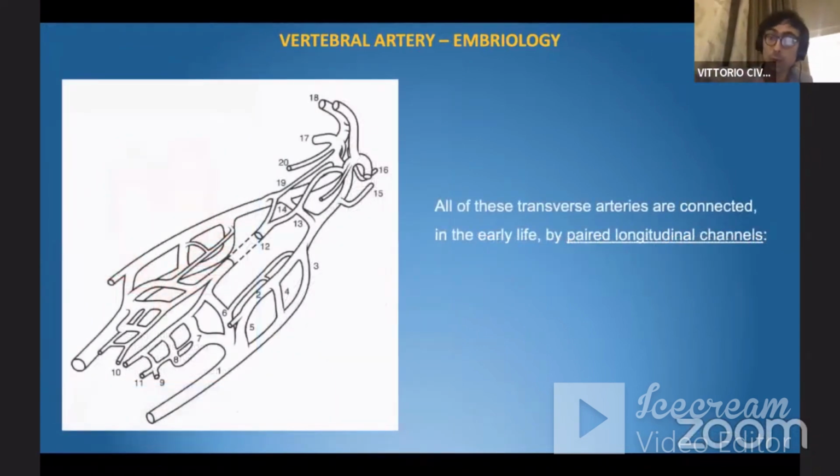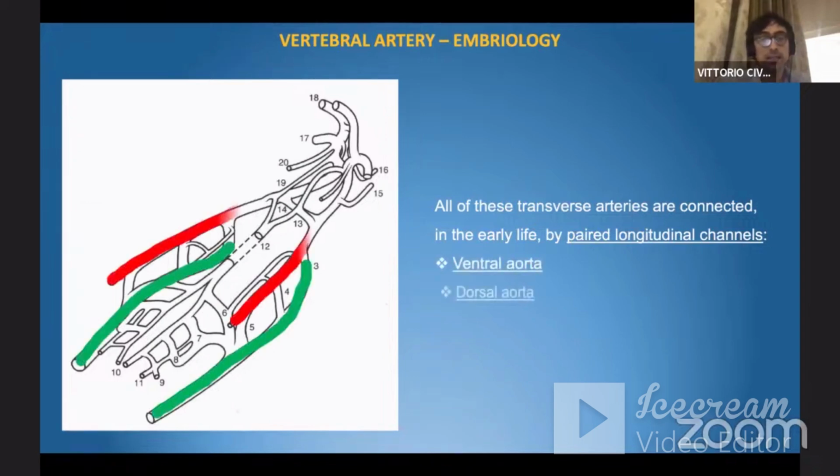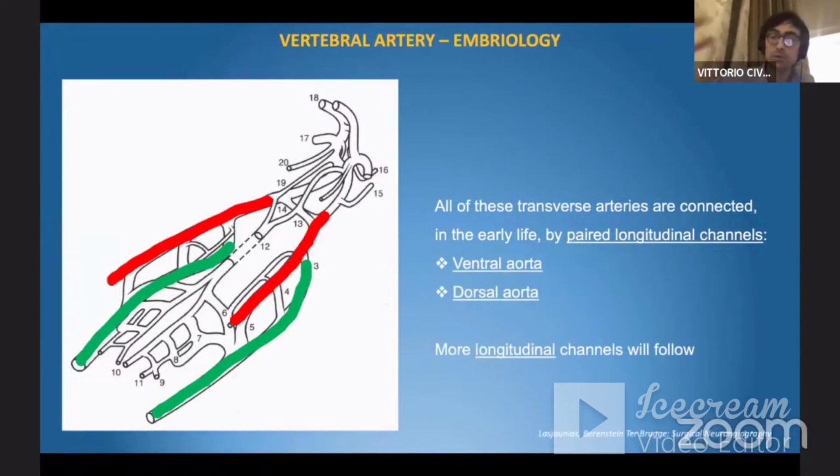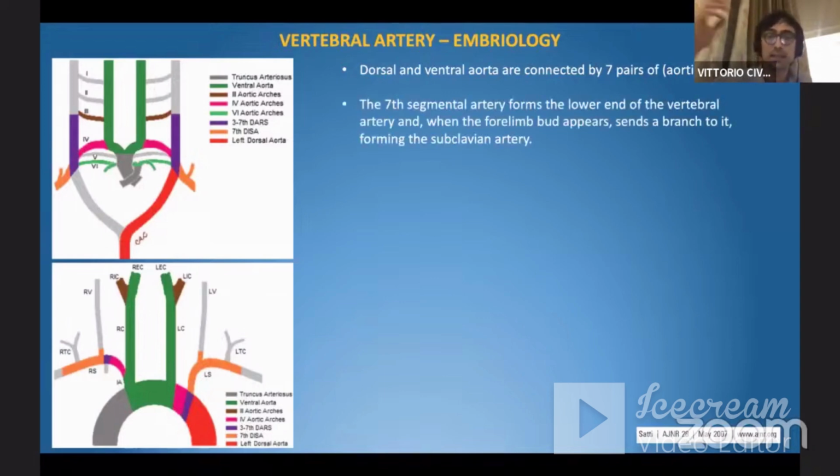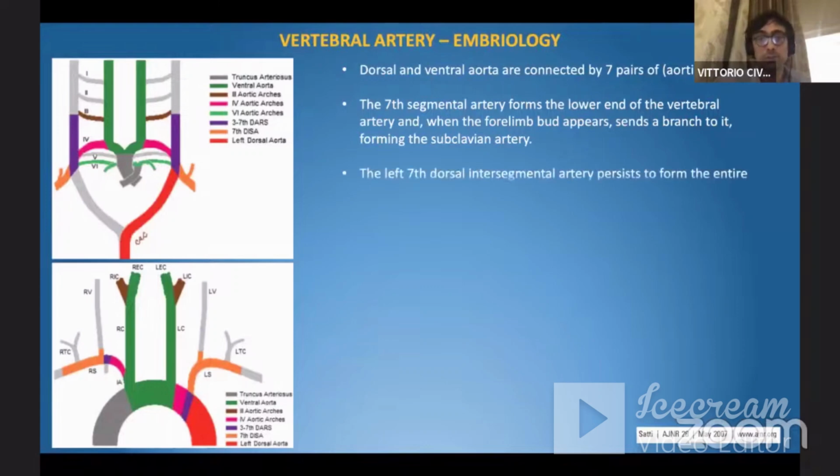Then all the transverse arteries are connected by paired longitudinal channels that we can identify as the ventral aorta and the dorsal aorta. More longitudinal channels will follow in the developing fetus. The dorsal and ventral aorta are connected by 7 pairs of aortic arches, and the 7th segmental artery forms the lower end of the vertebral artery. Then it sends a branch to the forelimb bud to form the subclavian artery.